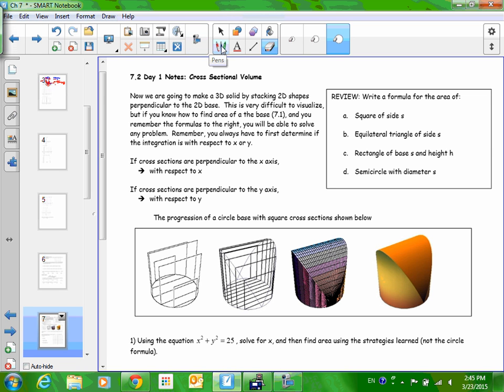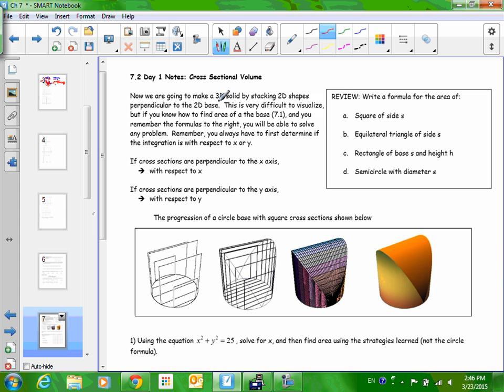All right, so what we're going to do today is we already know how to graph some shapes and find the area of that shape. If we know the equations, we know how to do that. So that's what we learned how to do Thursday, Friday.